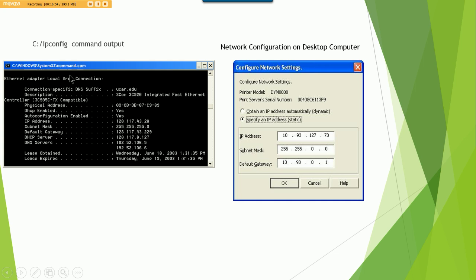Now, from this output, we can get more information too. We see this is a Windows computer. We're looking at the local area connection adapter. So this is their LAN connection, the LAN.